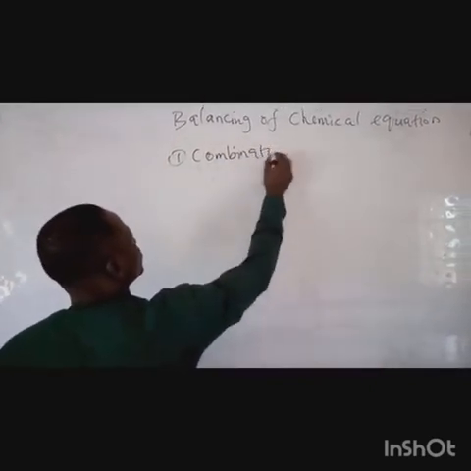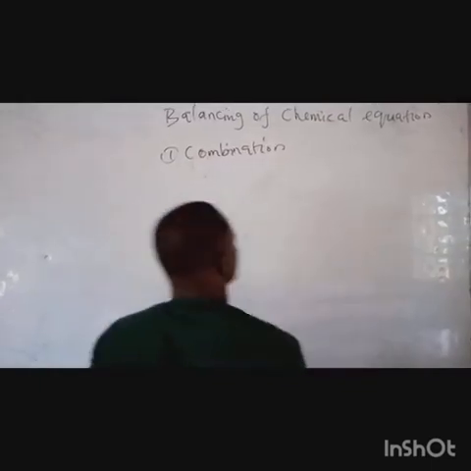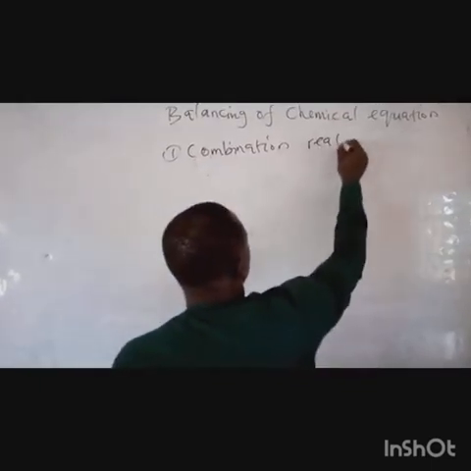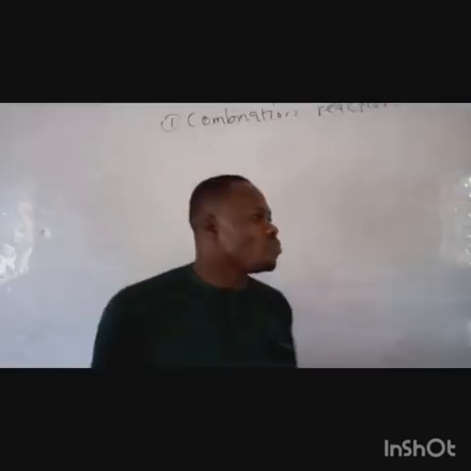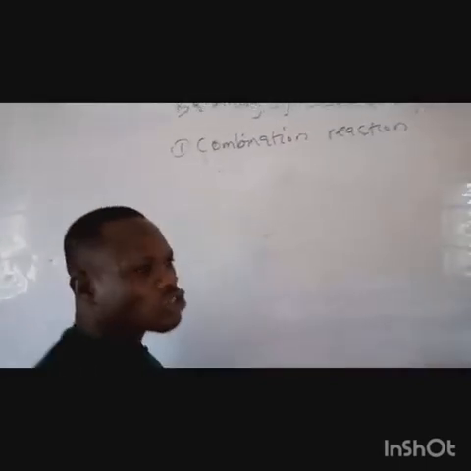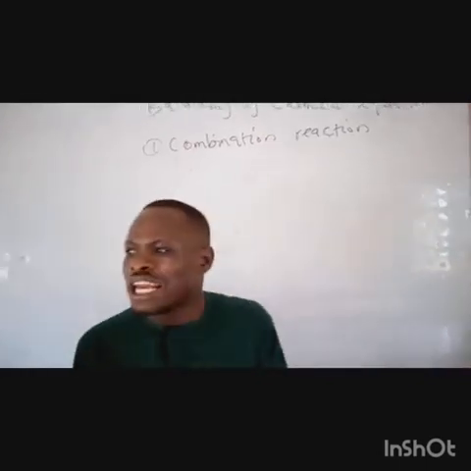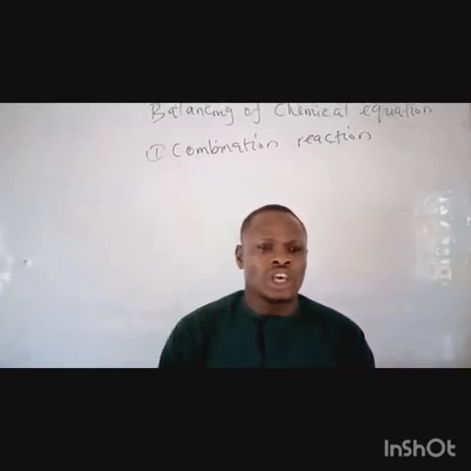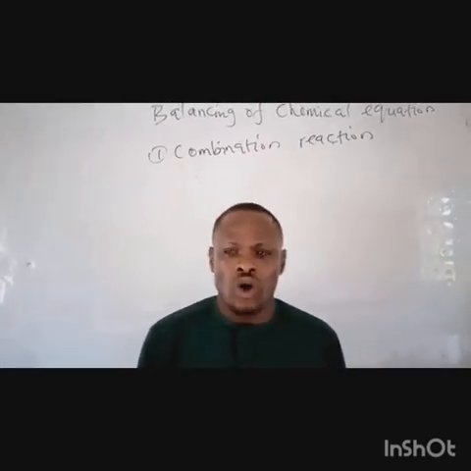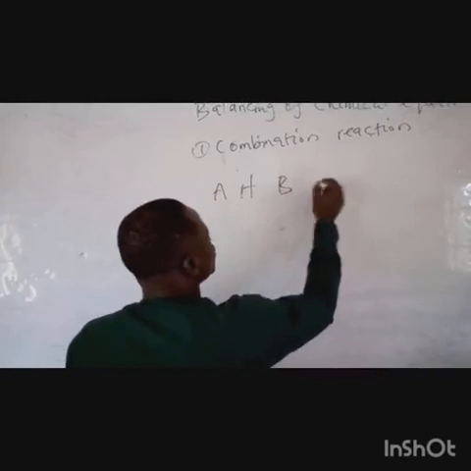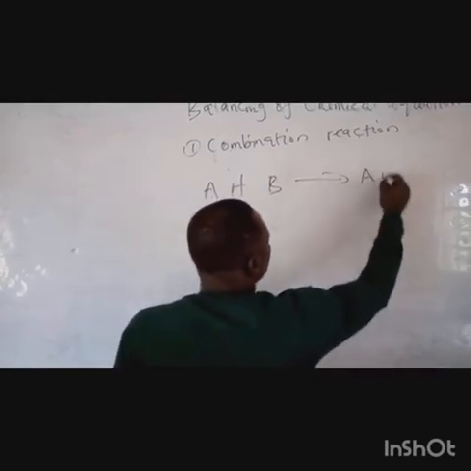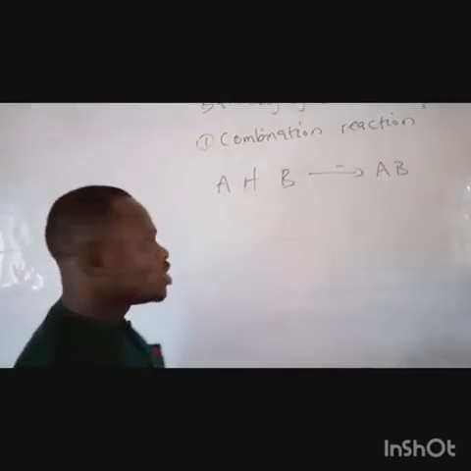Combination reaction. In combination reaction, two or more elements combine together to form a new substance. That is what we call combination reaction. For example, we have A plus B will react to form AB. This is a typical example of combination reaction.